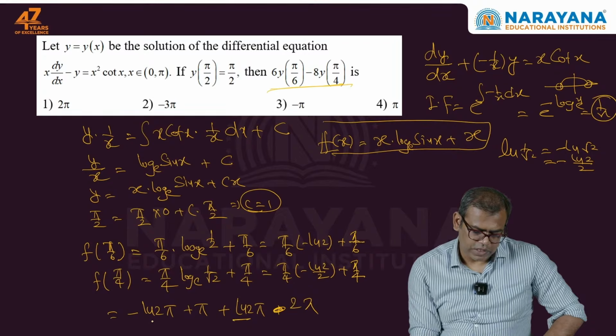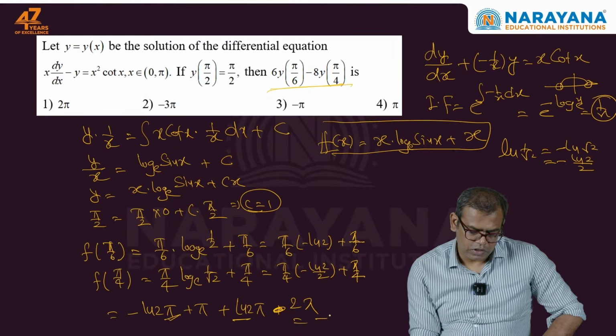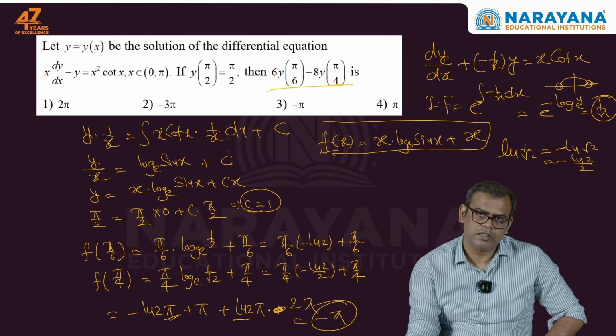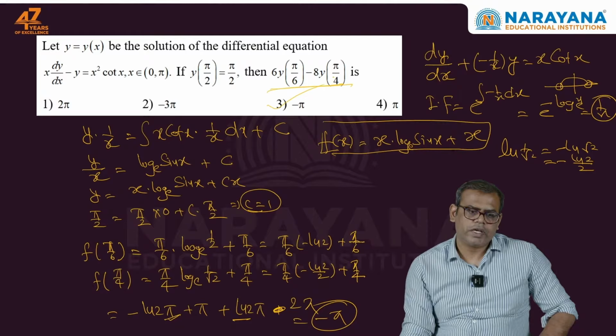So these two terms are cancelled, right? This term, so the total is minus pi. So our correct answer is minus pi. Now the next question.